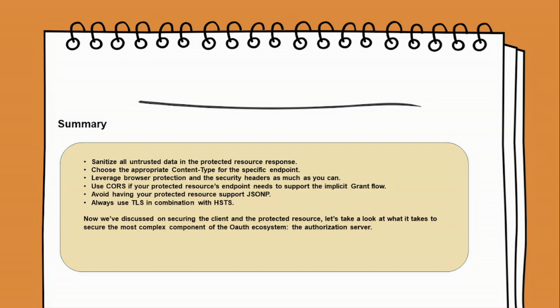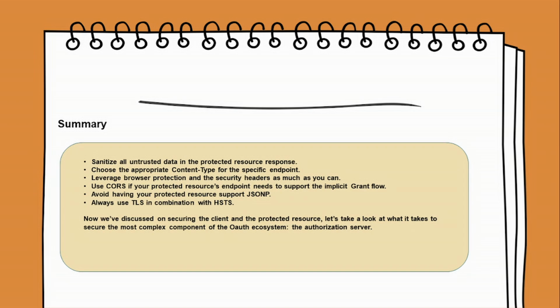So as a summary for this section, we can say: sanitize all untrusted data in the protected resource response. That is one thing. Choose the appropriate content type for the specific endpoint. When you're calling the API, the content type could be application/json, text, whatever, so you need to put the content type appropriate for the specific endpoint. And we saw that by putting application/json, that is one of the mitigations of the vulnerability, rather than putting the content type as text/html. Leverage browser protection and the security headers as much as you can.